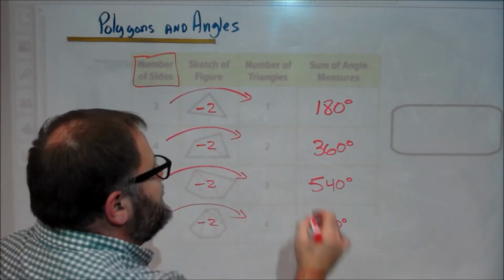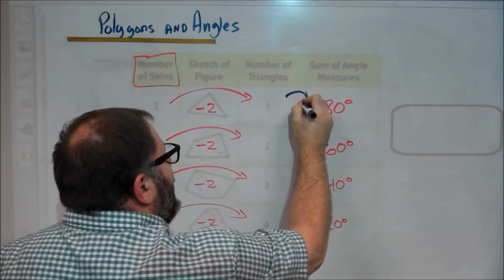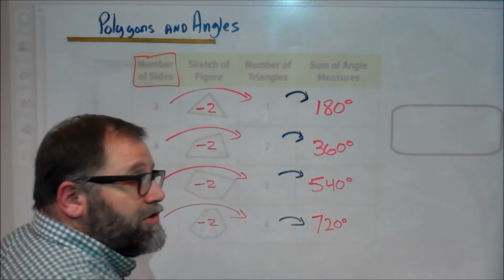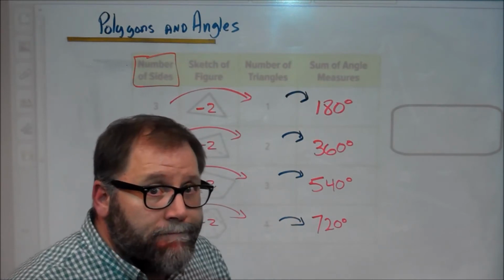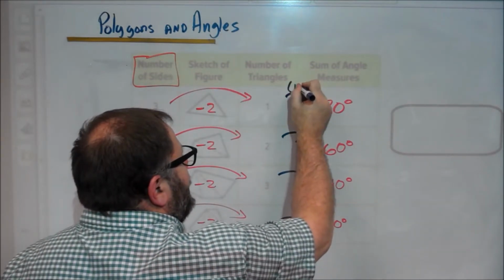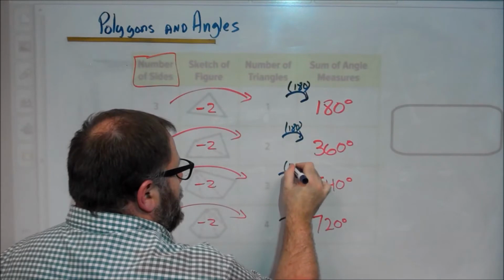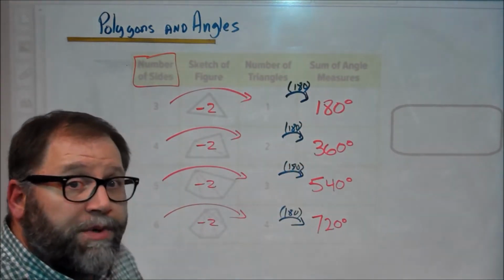Now, how do you notice this is changing here? So let's go with the blue. How does that become that? How does that become that? How does that become that? How does 4 become 720? What do we do each time? Yeah. We knew how many triangles are here, so we multiplied by 180. That's pretty simple.